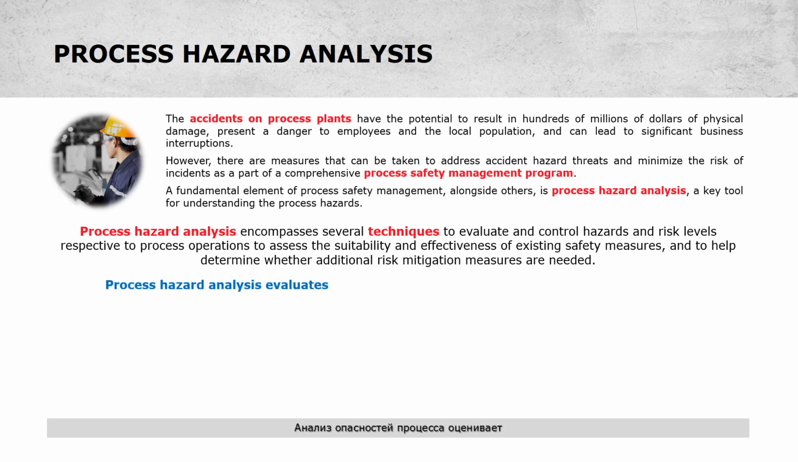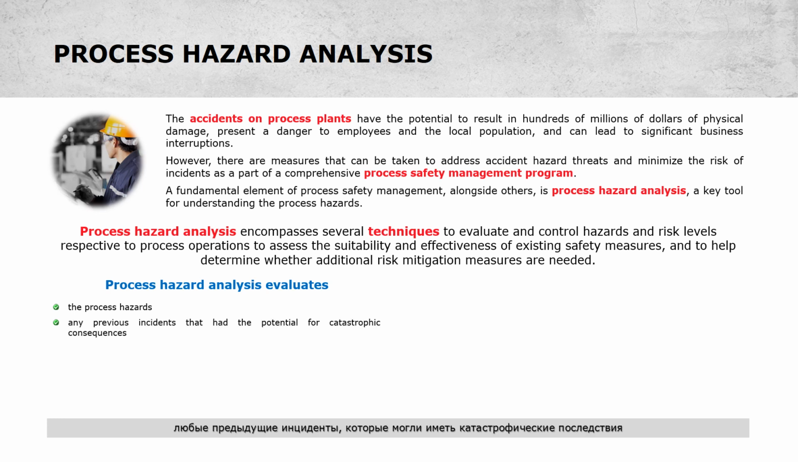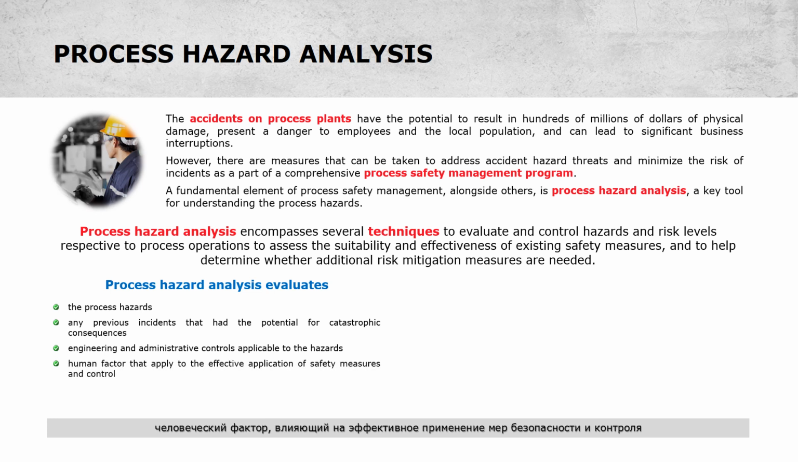Process hazard analysis evaluates the process hazards, any previous incidents that had the potential for catastrophic consequences, engineering and administrative controls applicable to the hazards, human factors that apply to the effective application of safety measures and control, the effect of control failure on the safety and health of employees.